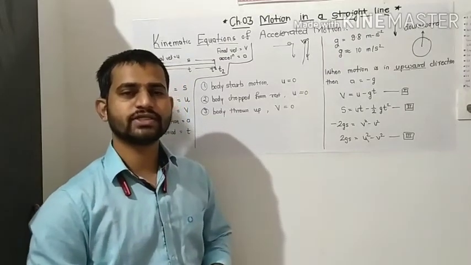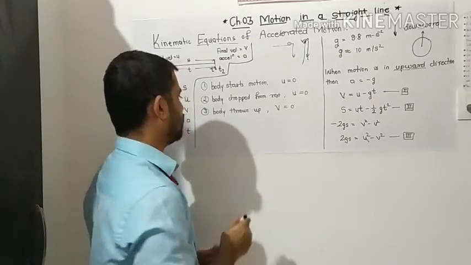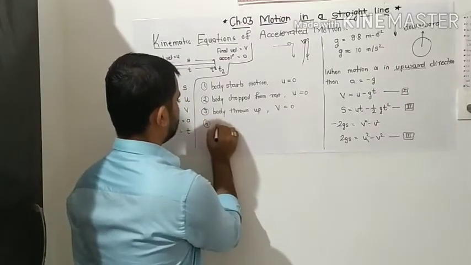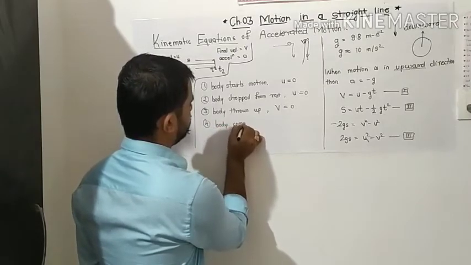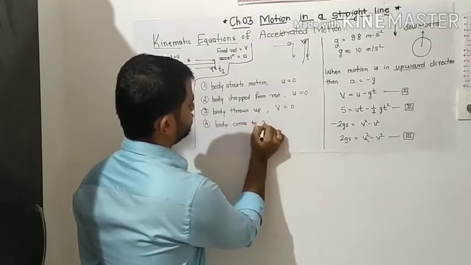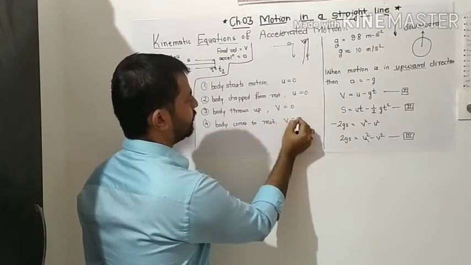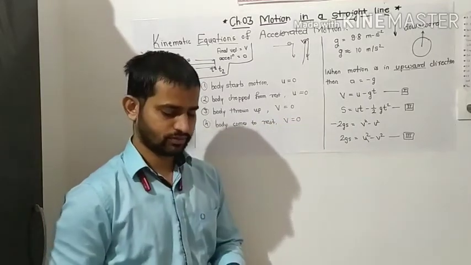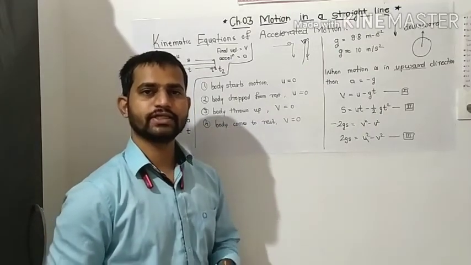Now suppose there is one sentence like the body comes to the rest. The body comes to the rest means what? If the body is coming to the rest, then also its final velocity is equal to 0.